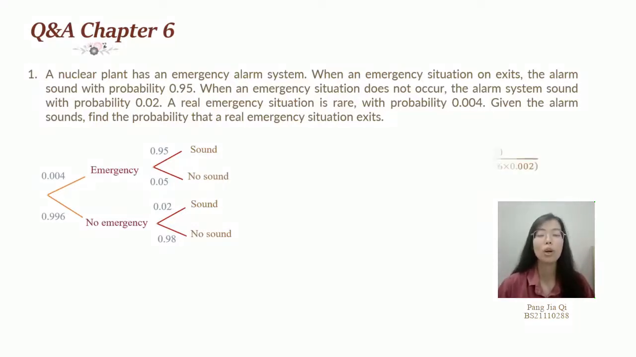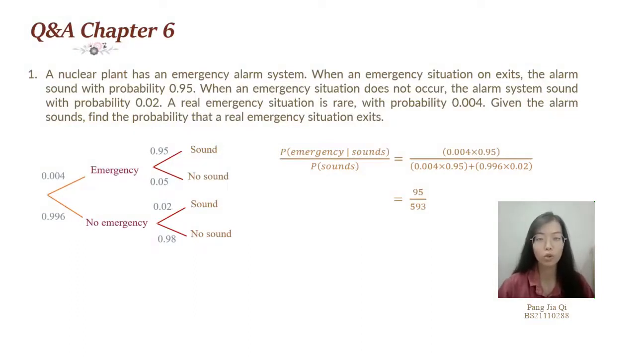So when we want to find the probability that a real emergency situation exists, we find the probability of emergency given the alarm system sounds, divided by the probability the alarm system sounds, which equals 0.004 times 0.95 divided by 0.004 times 0.95 plus 0.996 times 0.02. The answer will be 95 over 593.